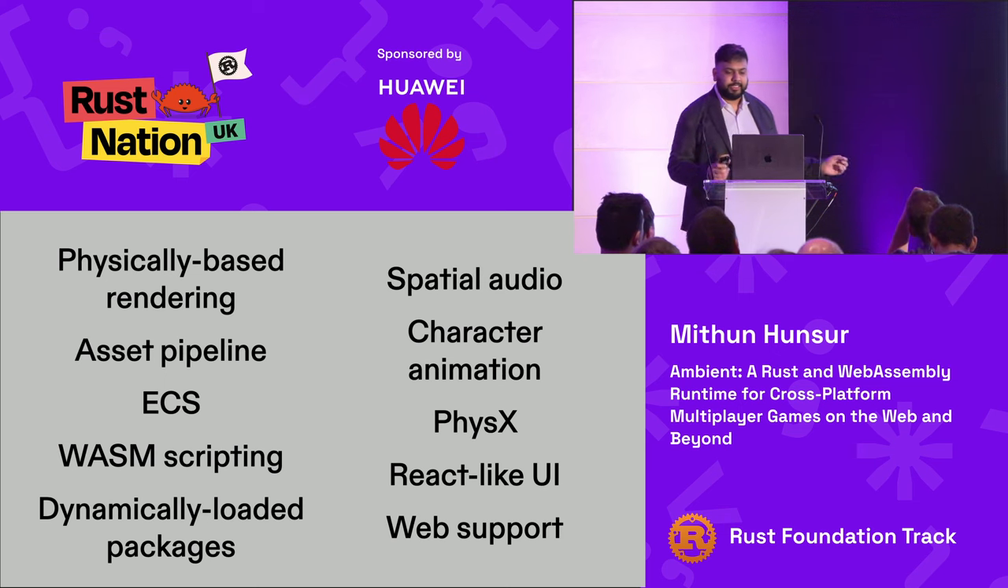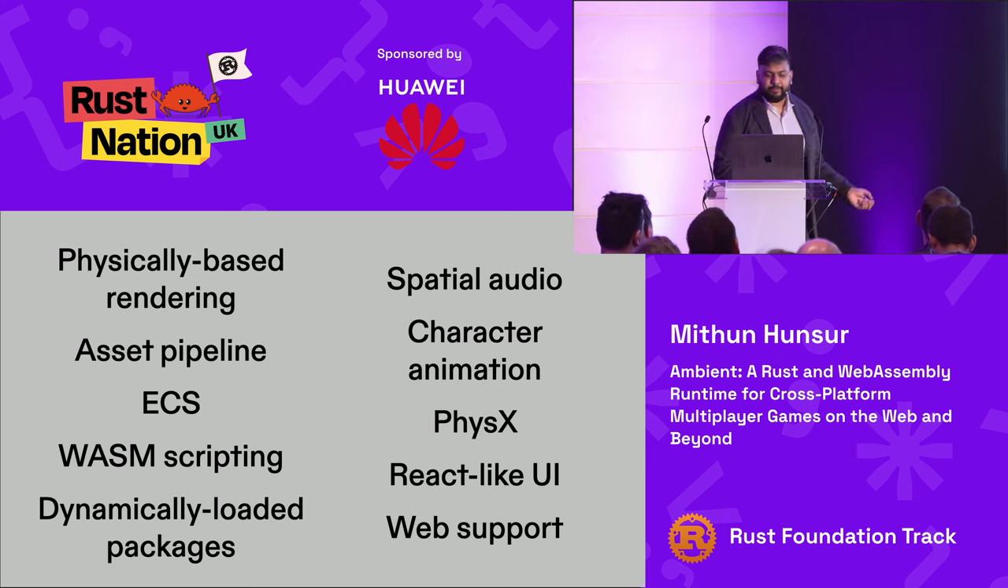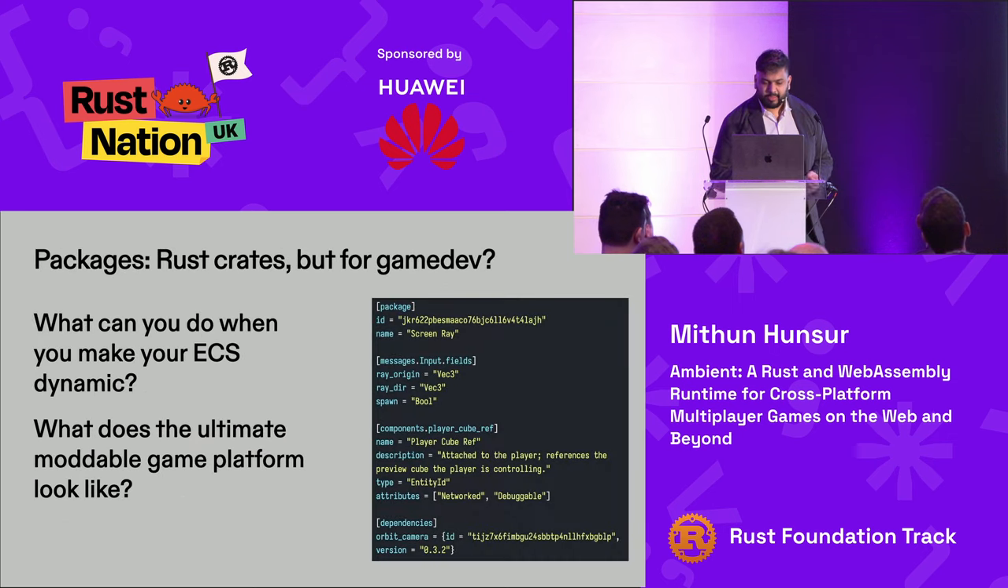Now, let's talk features. We're a batteries-included runtime, so we made sure your engine had everything you might need to build a game, as you can see here. The most innovative items on this list are the packages, WASM scripting, and web support. Let's start with the packages. Like many modern game engines, we use an entity component system, an ECS, in which entities have components, which are pieces of data, and these entities and the components are acted upon by systems. However, we wanted to go a step further.